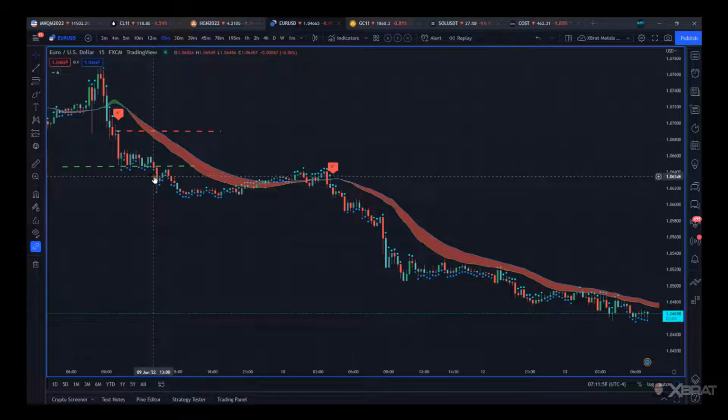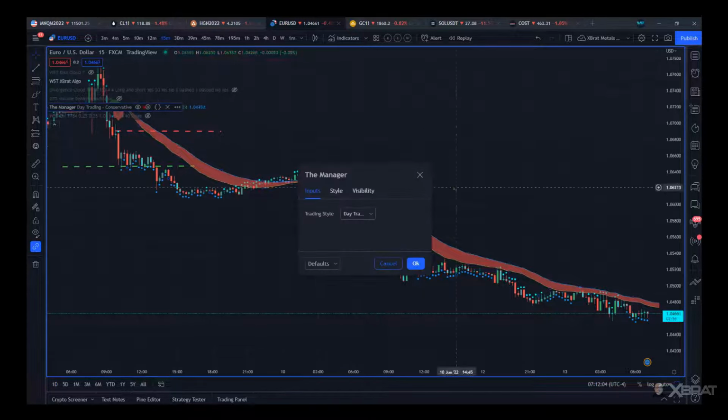We look to use the manager to manage this trade. The manager has different settings. If we look at that, we're on day trading conservative at the moment. We have day trading aggressive, which would be for 1 minute, 2 minute type time frames. Day trading moderate, probably around 5-10 minute time frames. Conservative day trading would be 15 minutes, that sort of thing. This is why we're on that right now. And then the swing trading, of course.